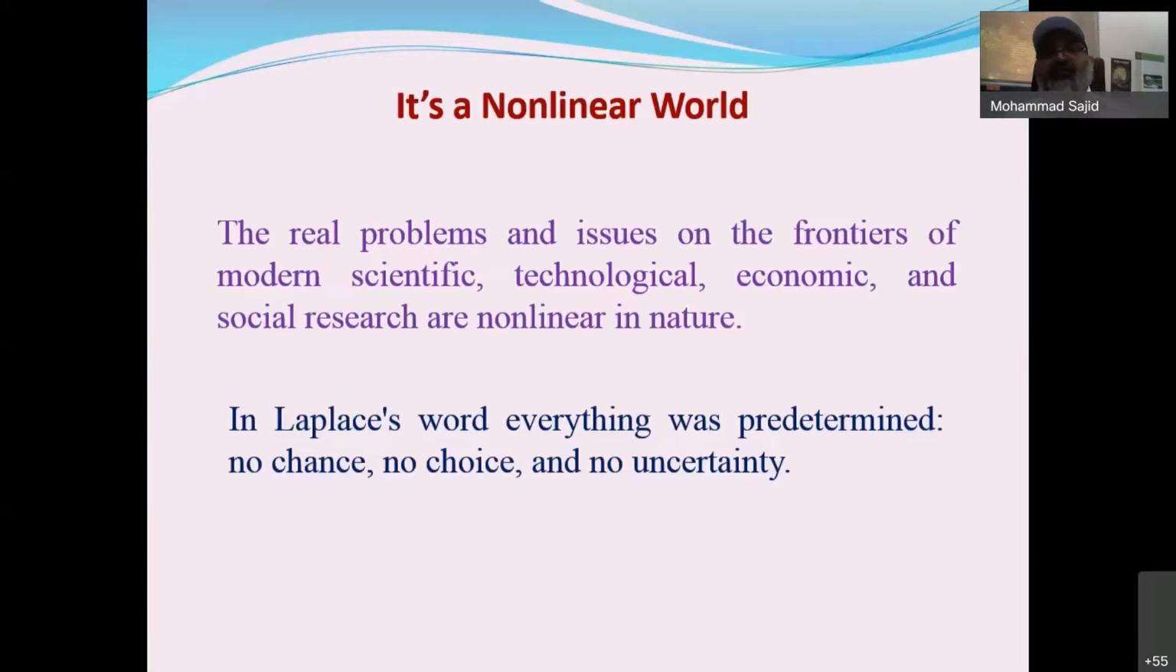The real problems on the frontiers of modern scientific, technological, economic and social research are non-linear. Very few are found that are simple and easy to do. So in the Laplace world, everything was predetermined, no chance, no choice, and no uncertainty. Laplace said this a long time ago. Nowadays, it is more accurate when we see chaos theory. So now we come to the next topic, chaotic behavior. What is chaos and how do we see chaotic behavior?